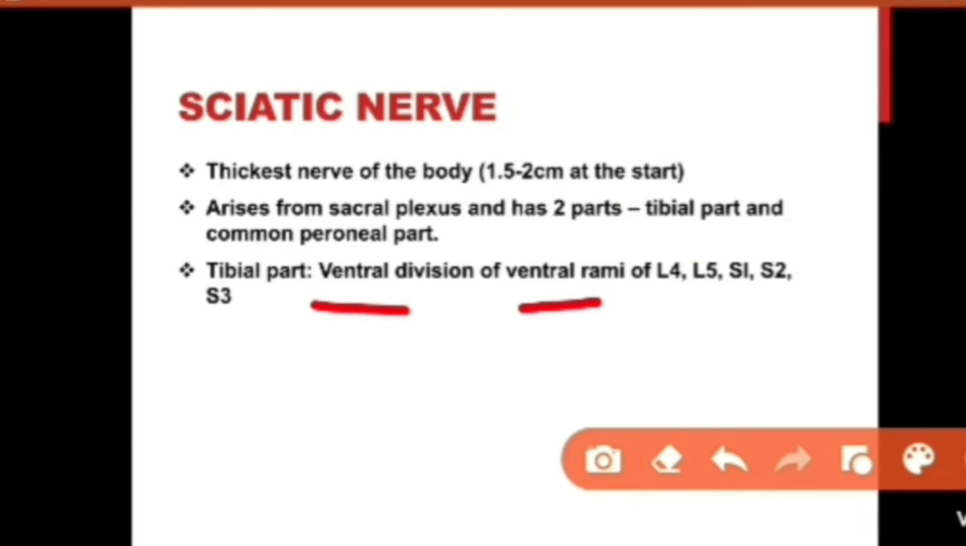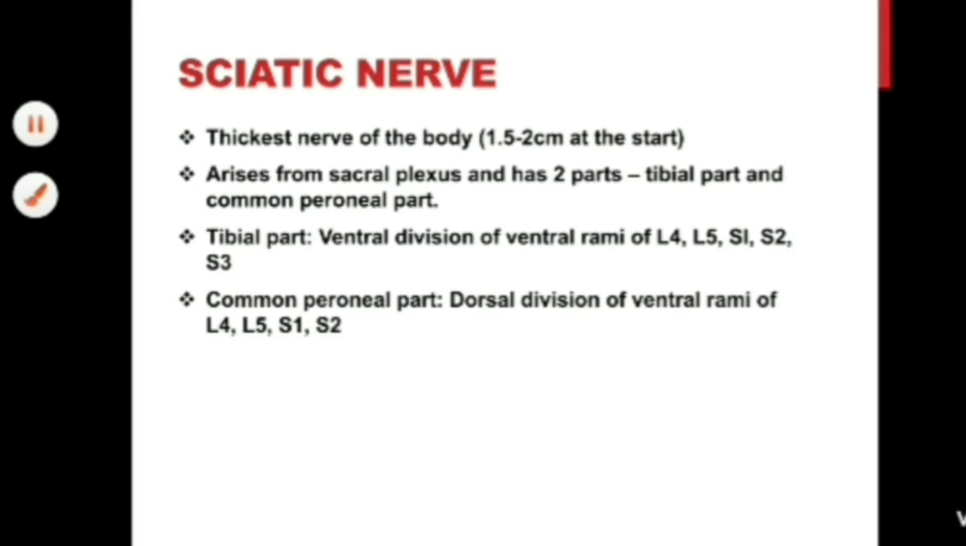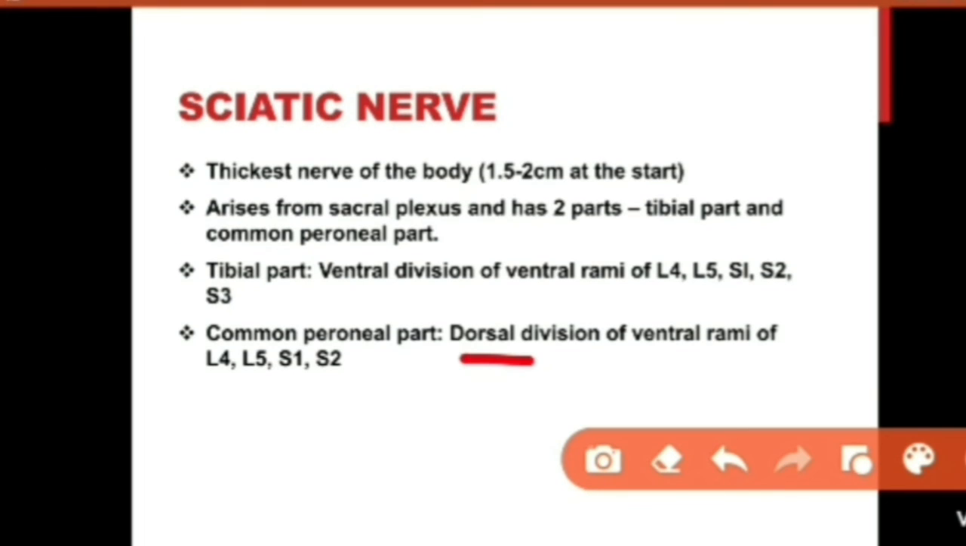So the tibial part supplies the hamstring muscles. So it is very, very important. So ventral division of ventral rami of L4, L5, S1, S2 and S3, which is why it's also important, right? Now, if we consider the common peroneal part, which is DV, which is going to be don't worry, right? So it's going to be L4, L5, S1 and S2, but not S3.